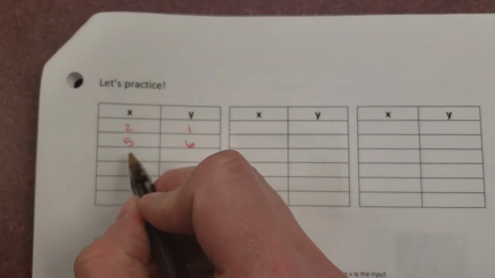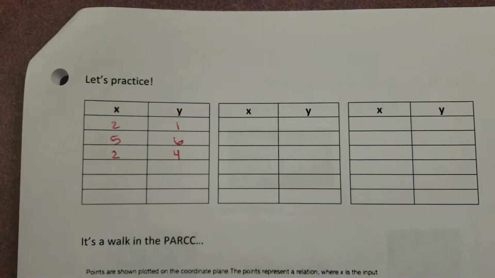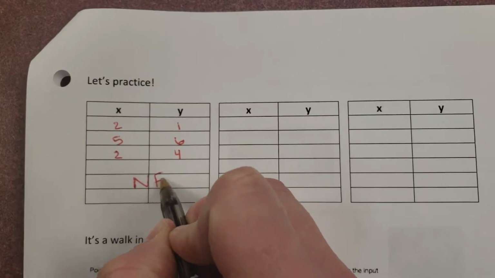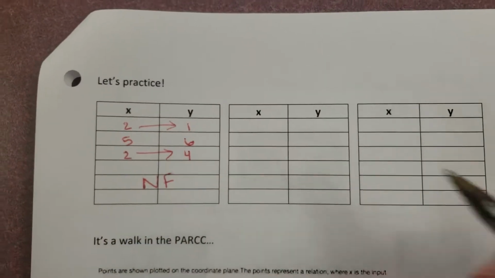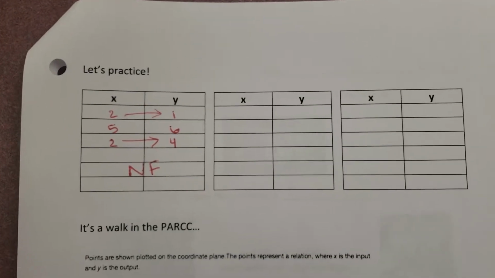And now I have 2 and 4. Is this still functional? Nope, it is not. At this point, it becomes not functional. 2's with 1, 2's with 4, and that's not okay. Okay, you're going to get the hang of this the more you practice.